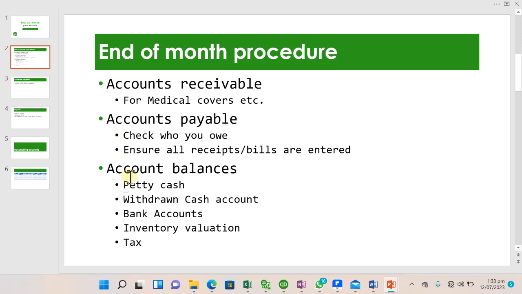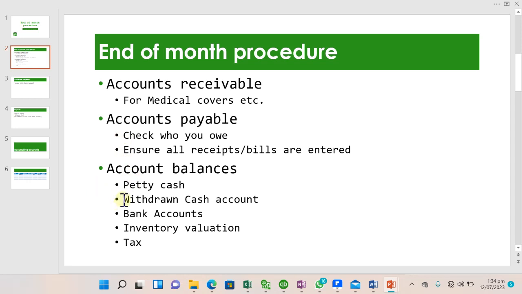And on the account balances, so you have to check all your bank account balances. So we are talking of if you have a petty cash account whereby you put money in petty cash, and then as you are doing your expenses, you check through that and check with my balance or match with the actual cash that is in your hand.